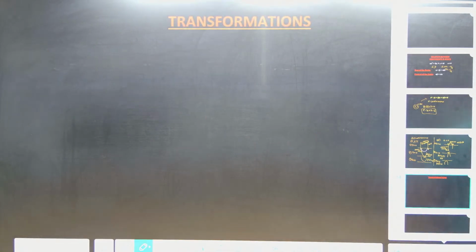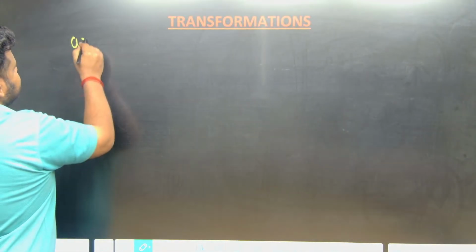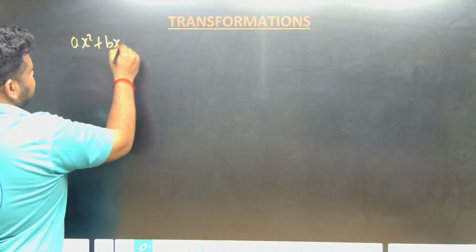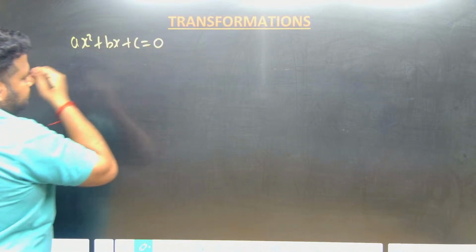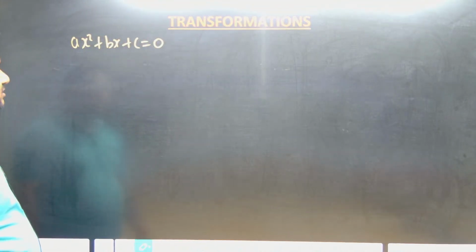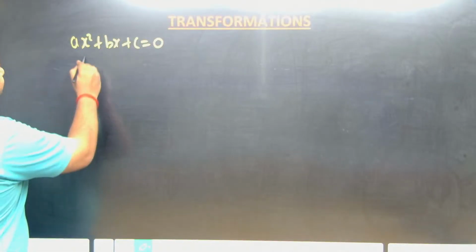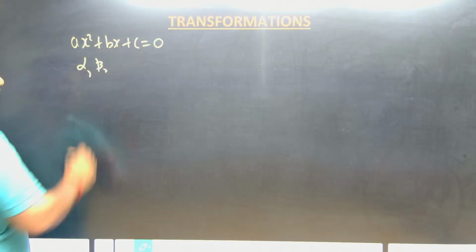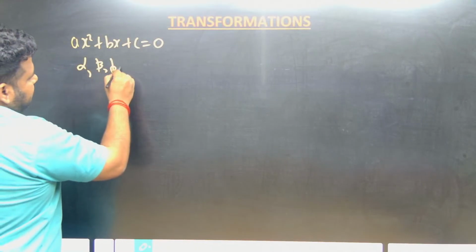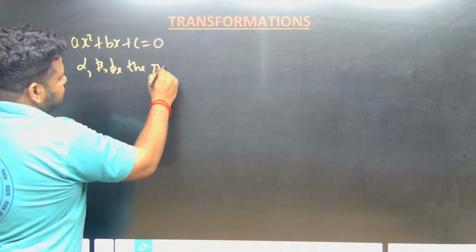Now let us see the transformations. What do you mean by this transformation? See here, suppose we have a quadratic equation ax square plus bx plus c is equal to 0. Now for this, let alpha comma beta be the roots.